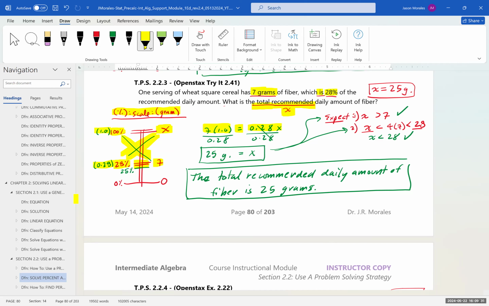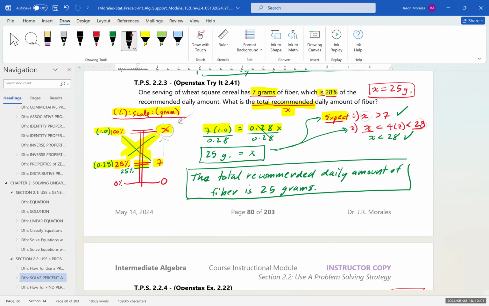Now, to check whether this answer makes sense, we can look at some expectations. One of our expectations is we'd expect this value of x to be greater than 7, because on this scale here, x is greater than 7. And our second expectation is that we would expect x to be less than 28.